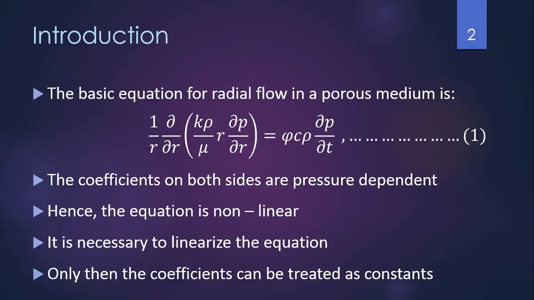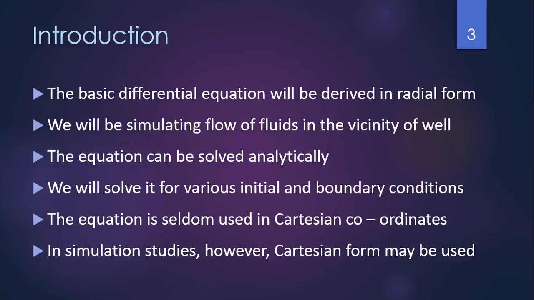But this is not the final equation. This equation is non-linear on both sides because both sides are implicitly dependent on pressure. To be precise, the density, rho, implicitly depends on pressure, and there is a density term present on both sides. Hence, the equation is non-linear. So we will also linearize the equation before solving it. Only then the coefficients can be treated as constants, and we can look into the solutions of this equation.